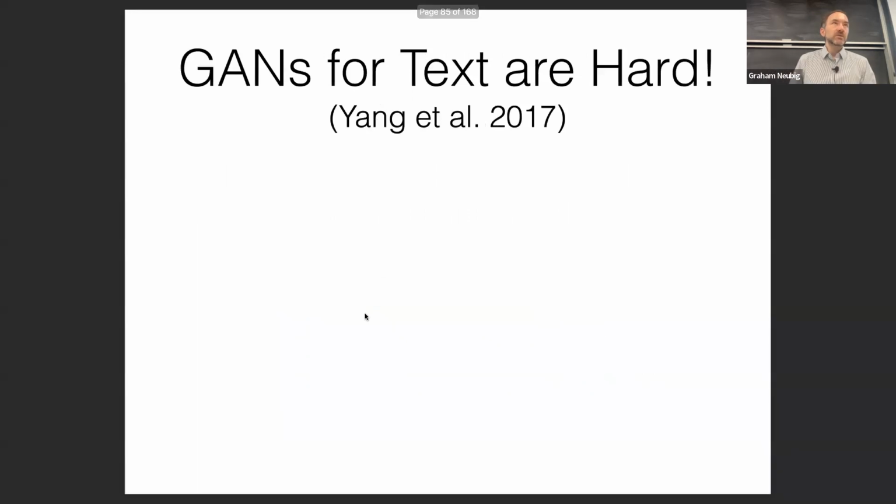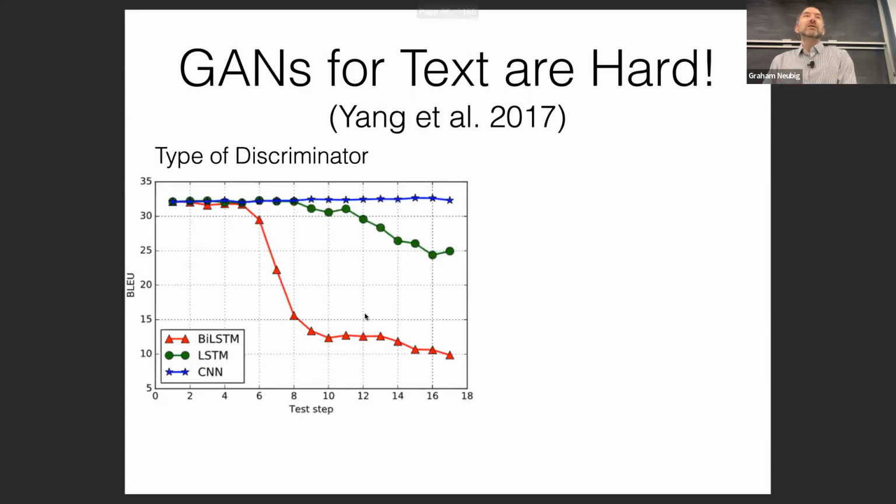Okay. So one problem is GANs for text are hard. They're even harder than GANs for images. The reason is that all of the difficulties in images exist there, and there are some additional difficulties.